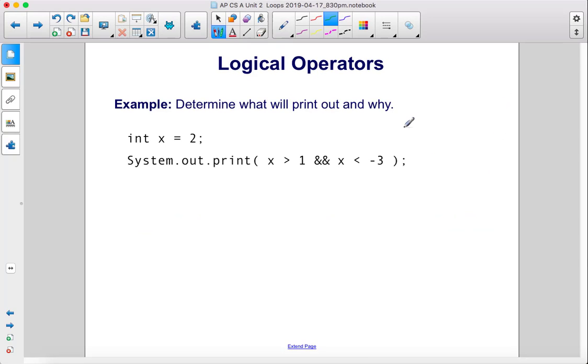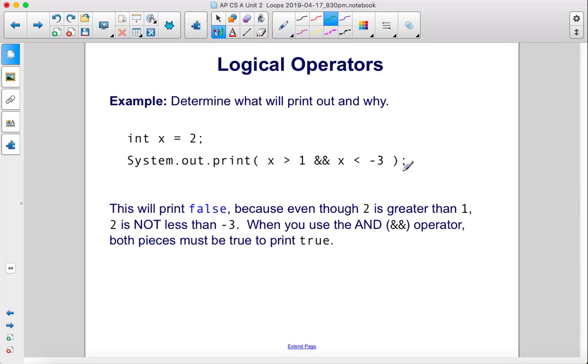Determine what will print out and why. Int x equals 2. X is greater than 1. 2 is greater than 1, so this is true. And 2 is less than negative 3. Well, this piece is false. And since both sides have to be true for the AND to return true, this will return false.